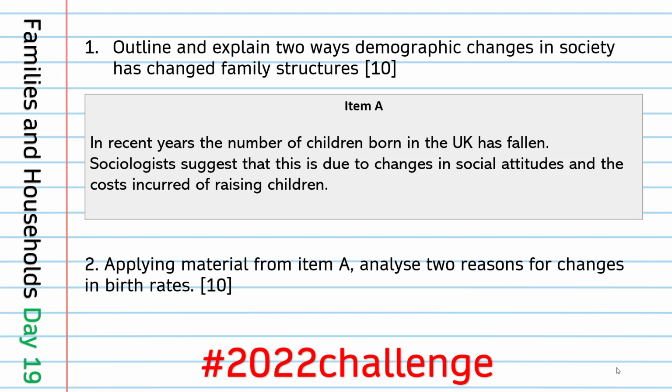And the second one is an item question. It's apply material from item A, analyse two reasons for the changes in birth rates. Now, what I've done here is I've given you a more similar item than we've seen in the last couple of years on AQA A-level sociology papers. Two pretty easily definable hooks in there, changes in social attitudes and the costs incurred in raising children. It also highlights the fact that the birth rate is declining.